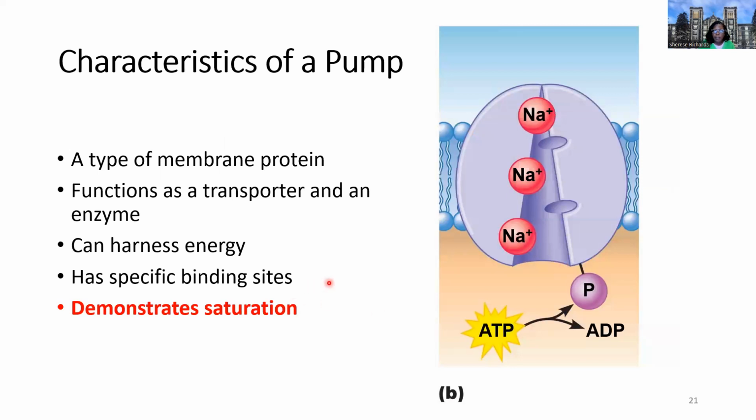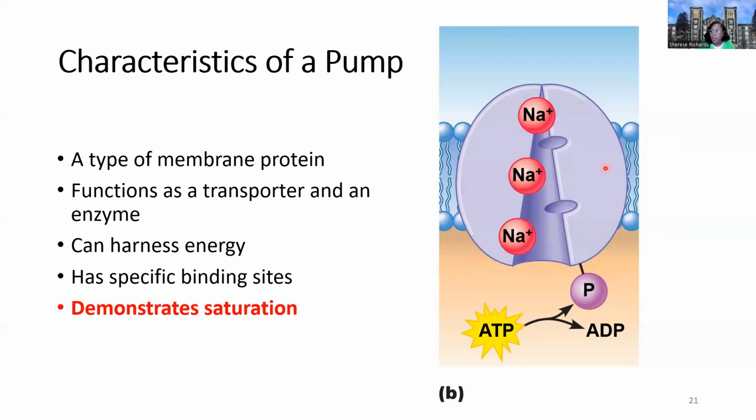Let's think about the characteristics of a pump. It is a transmembrane protein, so we can see it again inserted into the membrane, spanning both leaflets of that membrane. It functions as a transporter and an enzyme. So it has a dual function as far as catalyzing the energy required. If you remember us saying that active transport requires energy, the enzymatic portion of this transporter is what is catalyzing the energy that's needed to move these particles against their gradient. So it can harness energy that's required for this type of movement. It is also going to have specific binding sites, and it is going to demonstrate saturation, in that as soon as the pumps are maxed or saturated, then the rate of movement goes to 0.